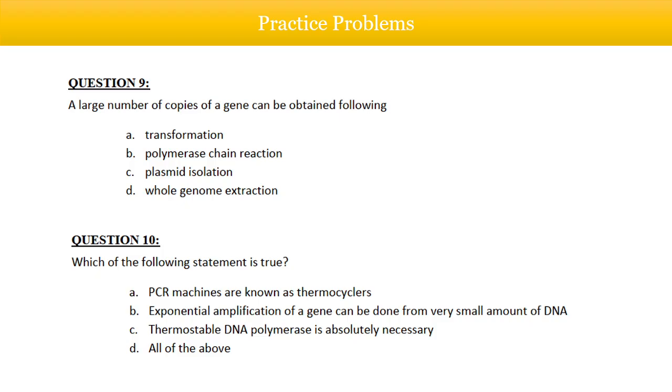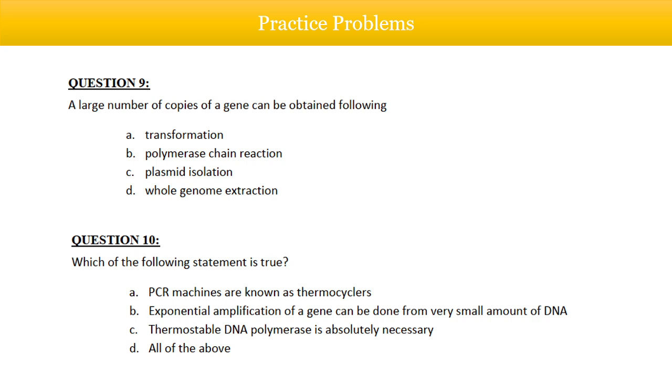A large number of copies of gene can be obtained following: transformation, polymerase chain reaction, plasmid isolation, or whole genome extraction. Like I was telling, for amplification, large copies of genes means you need to go for a DNA amplification. If you need a DNA amplification, you need to take the help of polymerase chain reaction, because that is the only way you can amplify them, in lakhs and crores of genes can be created. So question 9, it is option B.